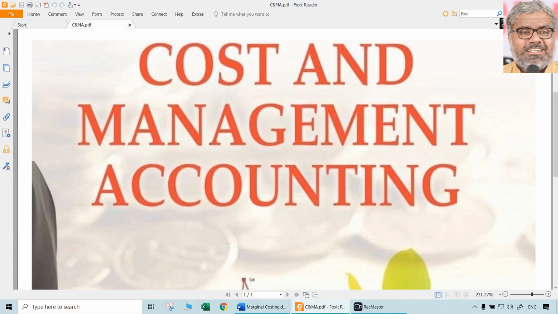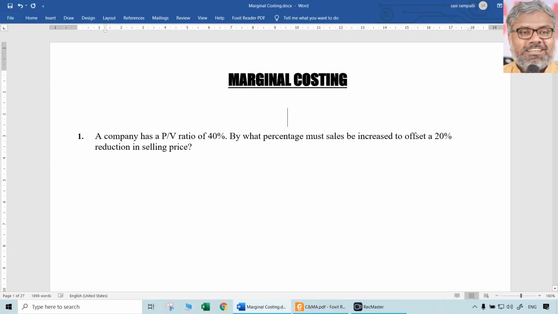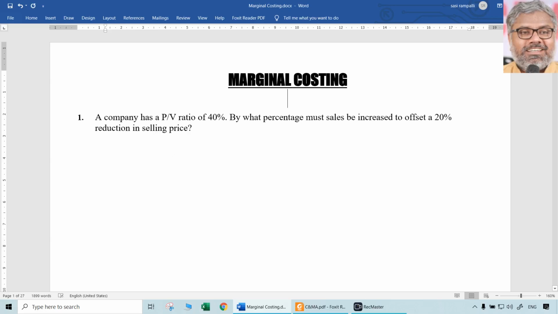Today let us continue with some more problems of marginal costing using the similar formulae, and if required, some other new concepts as and when required by the problems. We will discuss them while solving those problems itself. So let us start with this question number 1.